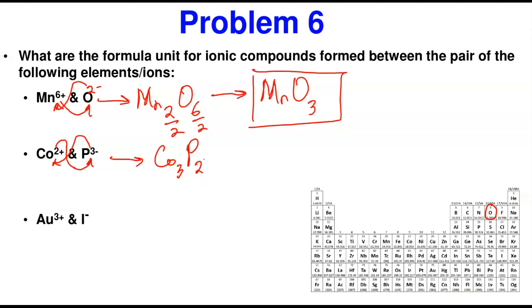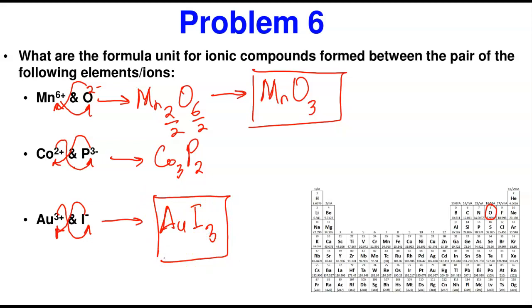And the last but not the least problem we're going to do here is gold 3 plus and iodide ion. Let's see what's going to happen. So again, this is going to go to this. And this is going to go to this. And what do we have there? Au will become 1. We don't have to put it. Whereas iodine is going to become 3. And this becomes the formula of this compound.